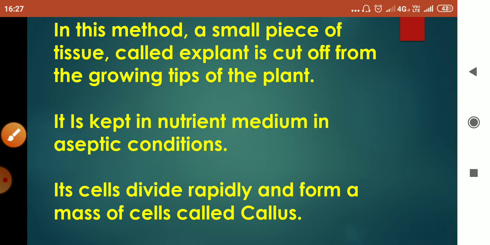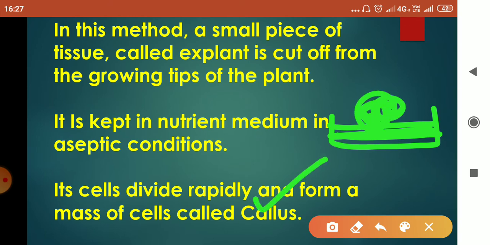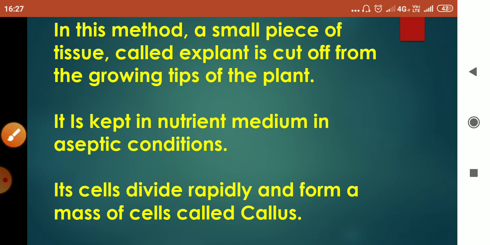But here, the tissue culture process is performed in a laboratory. We are not using soil here at the initial level. Therefore, we have to prepare a medium. This medium will contain all the nutrients, and we will add the explant, the growing tip of the plant, into the medium. Now the cells of the explant will divide rapidly and form a mass of cells, and that mass of cells is called callus.